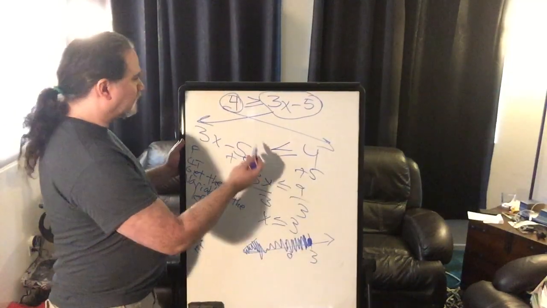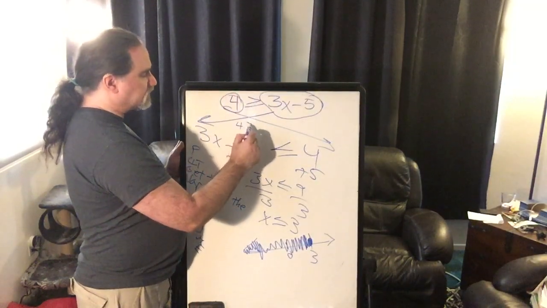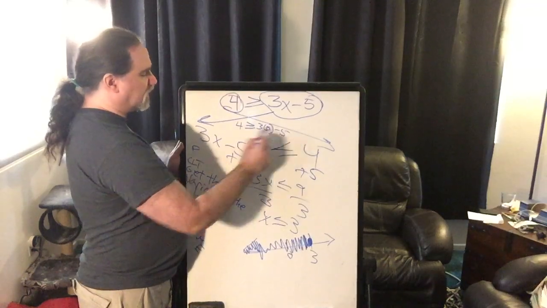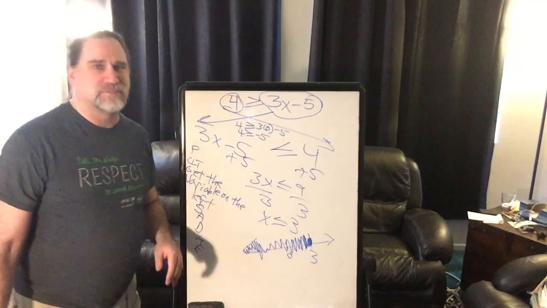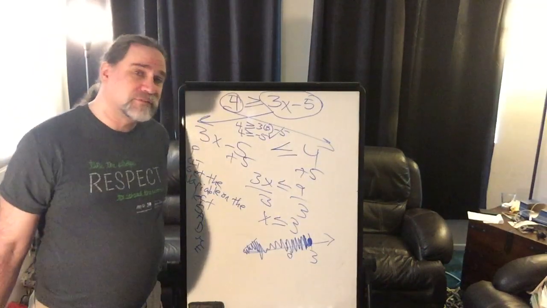So I go back up here and I say, if I put a 0 in the original equation, does 4 is greater than or equal to 3 times 0, which is 0 minus 5? Is 4 greater than or equal to negative 5? Well, yeah, it's bigger than negative 5. It absolutely is. So sure enough, that's the right graph.